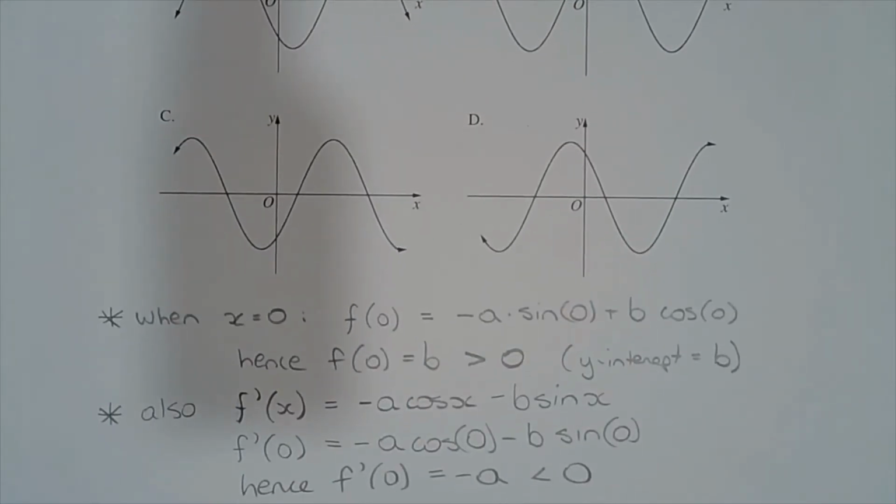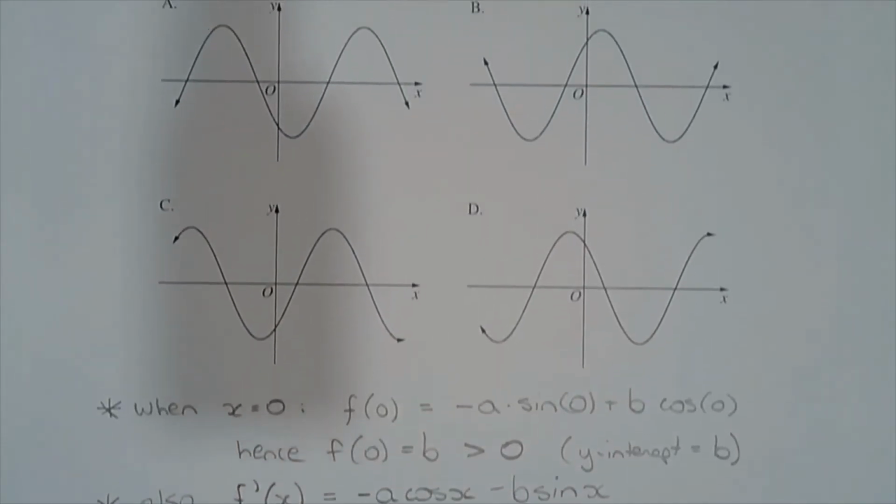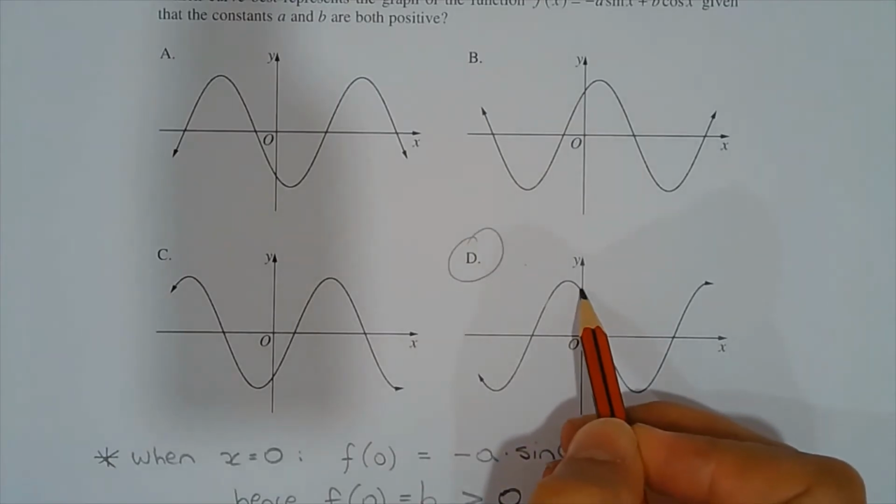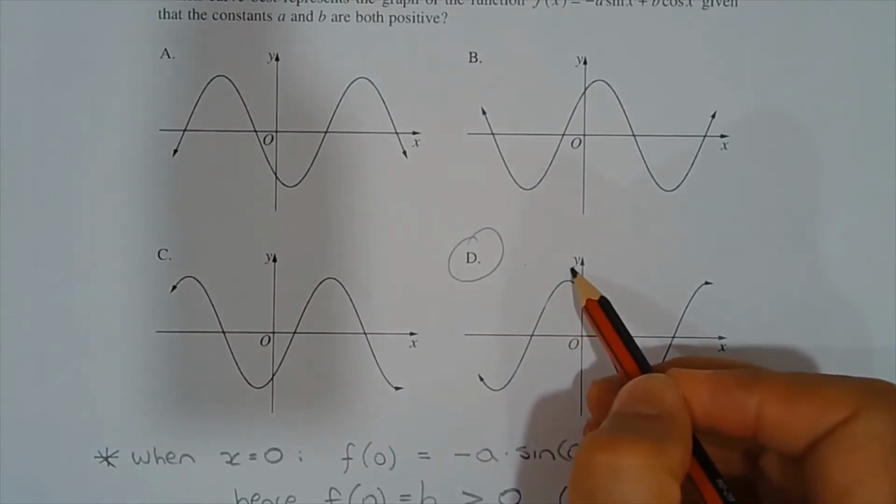The next consideration is the gradient of the tangent at the y-intercept. f'(x) is equal to negative a cos x minus b sin x. f'(0), so the gradient at the y-intercept, so when x equals 0, is equal to negative a cos 0 minus b sin 0. Now sin 0 is equal to 0 and cos 0 is equal to 1. Hence f'(0) is equal to negative a, which is negative. Hence the answer is option D, since the gradient of the tangent at the y-intercept is negative.